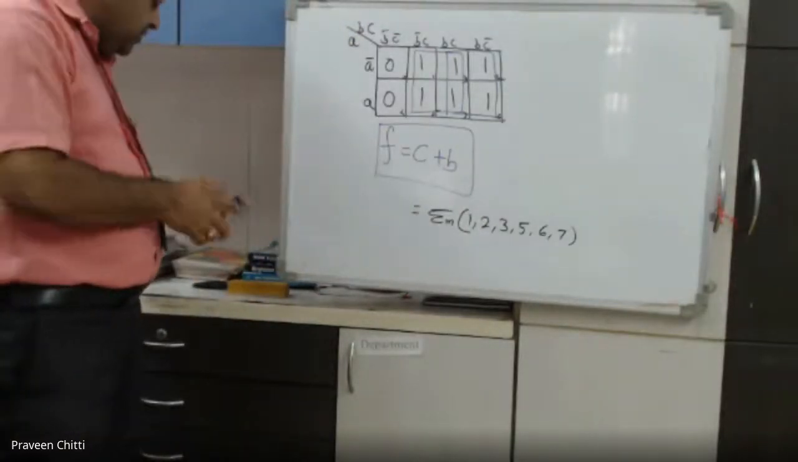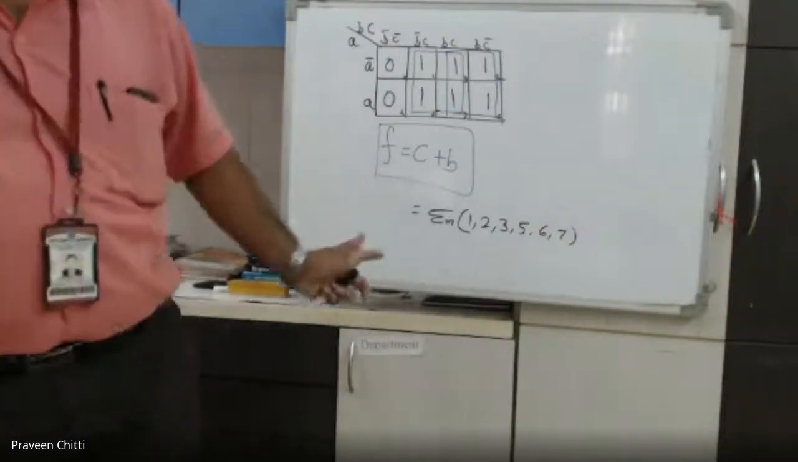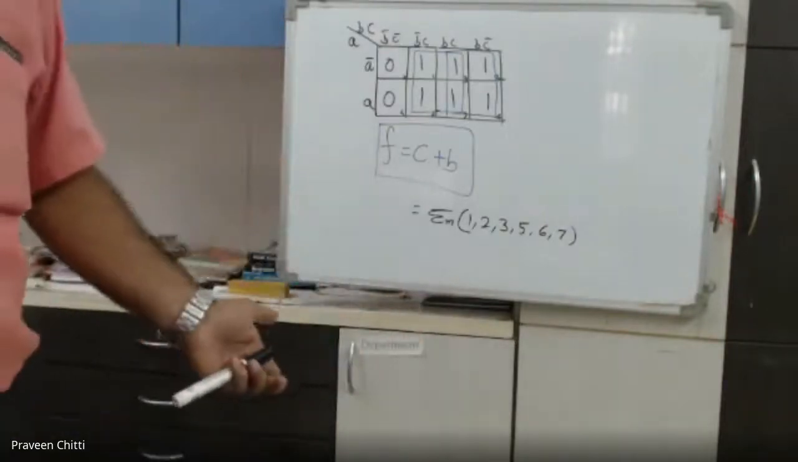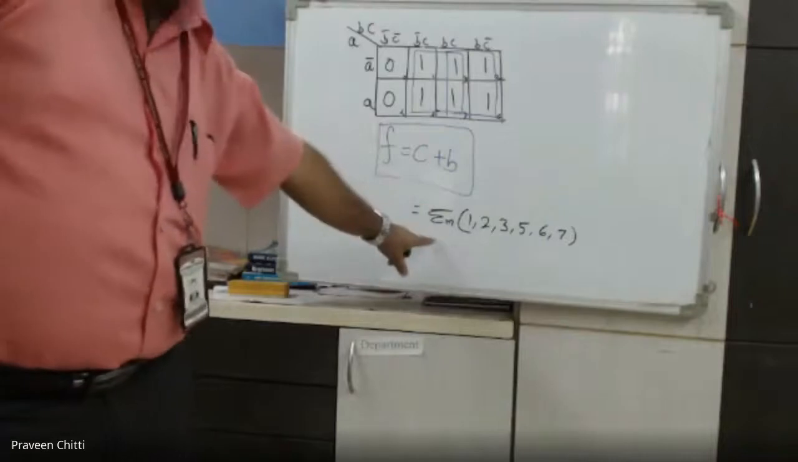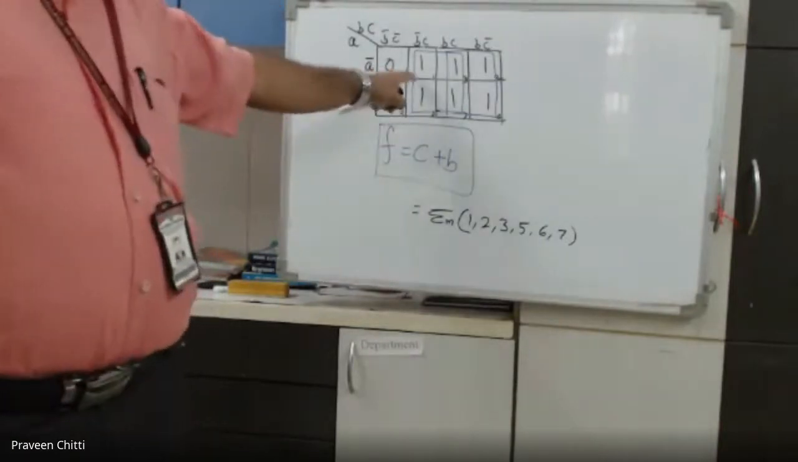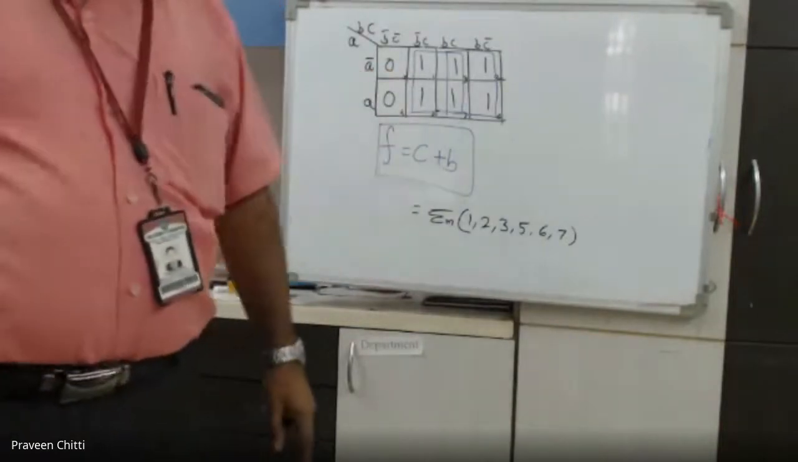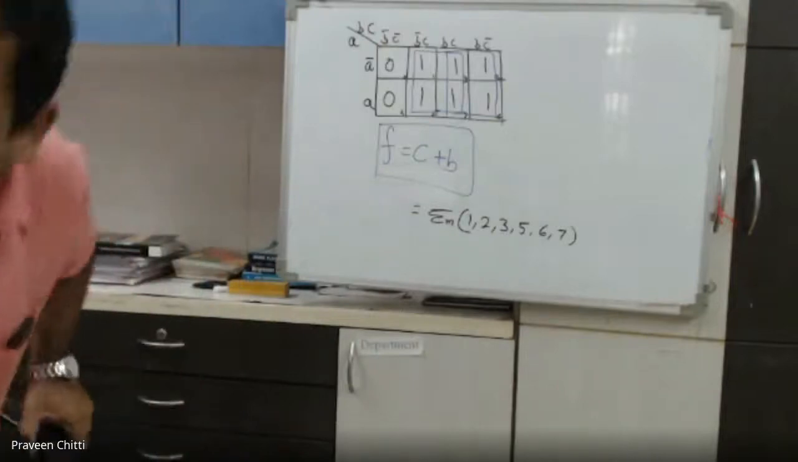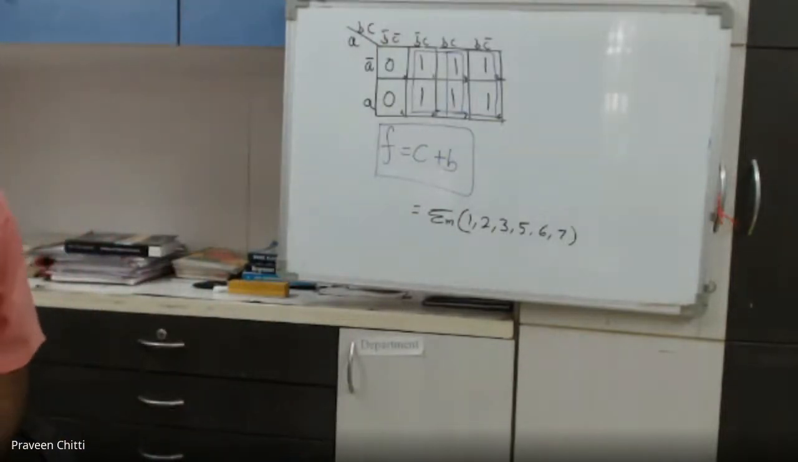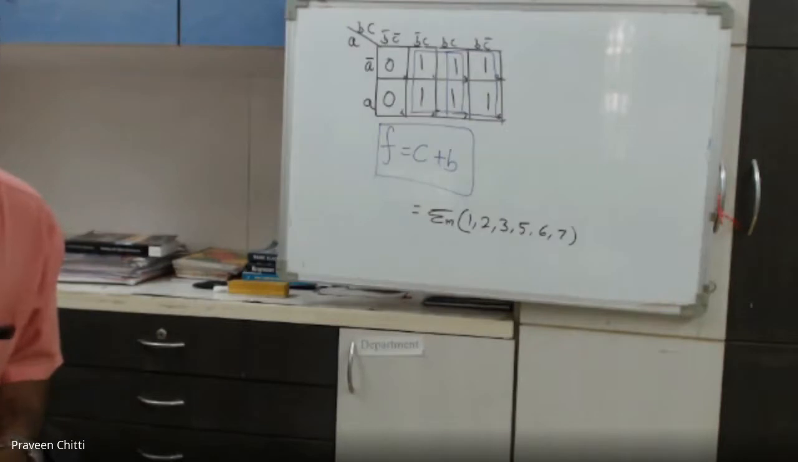So again we got the same answer. We started with this, we arrived at this, then we simplified using K-map and we got the answer, and that's what they ask in the question. Construct the K-map for the given Boolean equation and verify the answer. So this is how we can verify the answer.